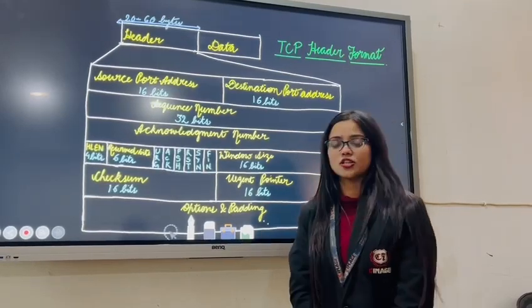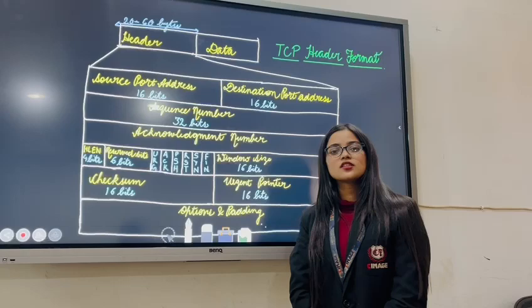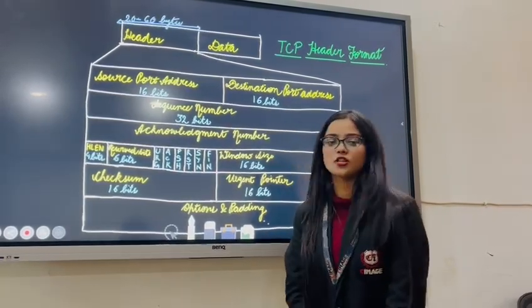And the next is destination port. It defines the port of the application on the receiving side. So this will contain a destination port address which is 16-bit. And the next is sequence number.